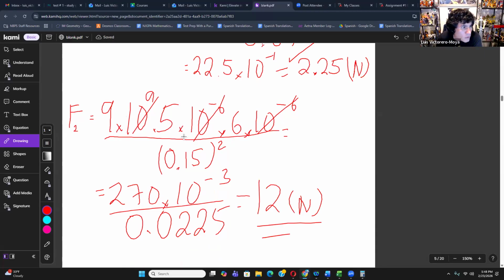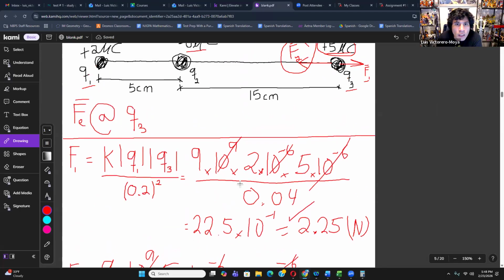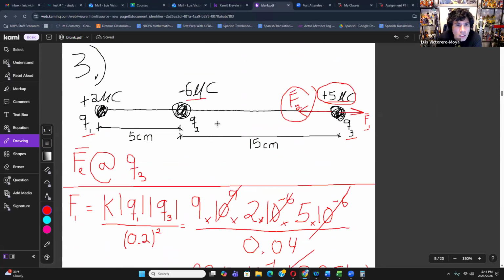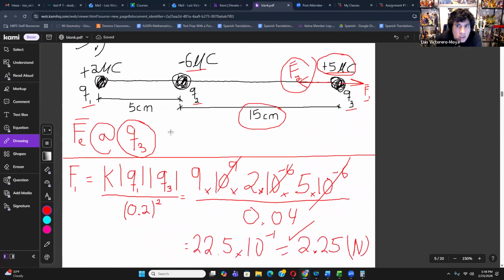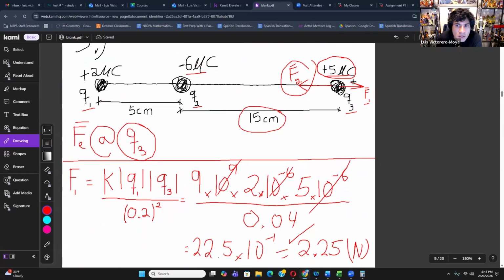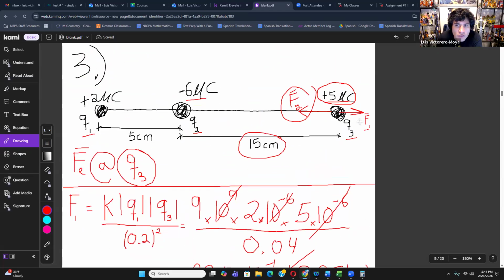Why are we using the distance from Q3 instead of Q1? Because you're looking at the force at Q3. So F1 uses the distance between Q1 and Q3. F2 uses the distance between Q3 and Q2. That's why. Okay, just be careful with that. So there is 12 newtons here, and there is 2.25 newtons on the right.